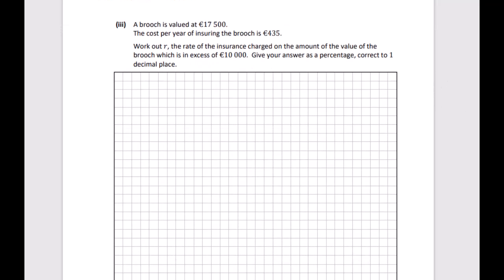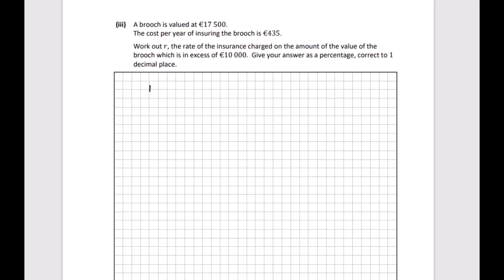A brooch is valued at 17,500. The cost per year of insuring the brooch is €435. Work out R, the rate of insurance charged on the amount of the value of the brooch which is in excess of 10,000. Give your answer as a percentage correct to one decimal place.